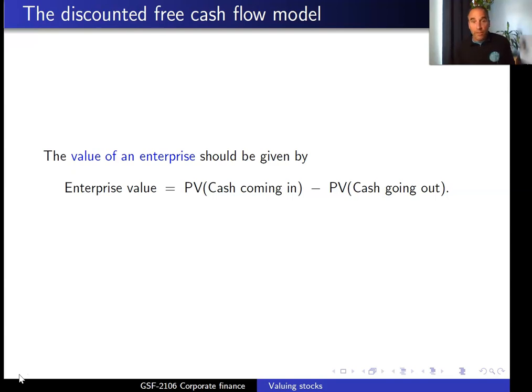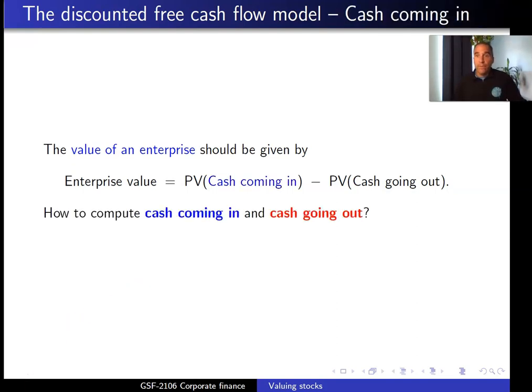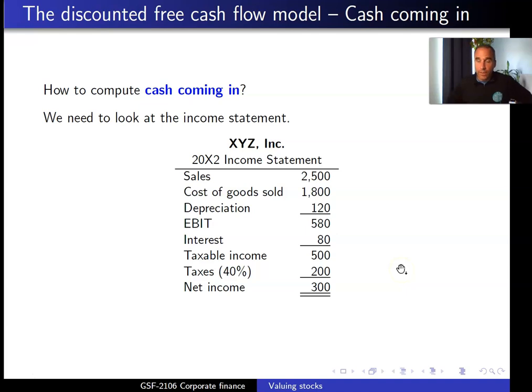So the full value of an enterprise should be given by what? Present value of cash coming in minus present value of cash going out. Right? What is cash coming in? What is cash going out? So how do we compute each of them? How do we compute cash coming in? How do we compute cash going out?